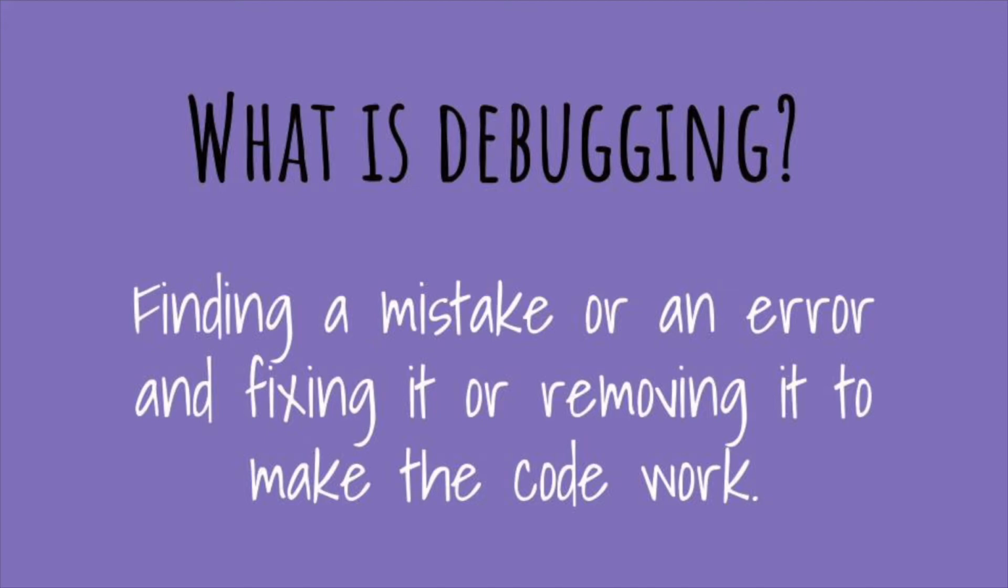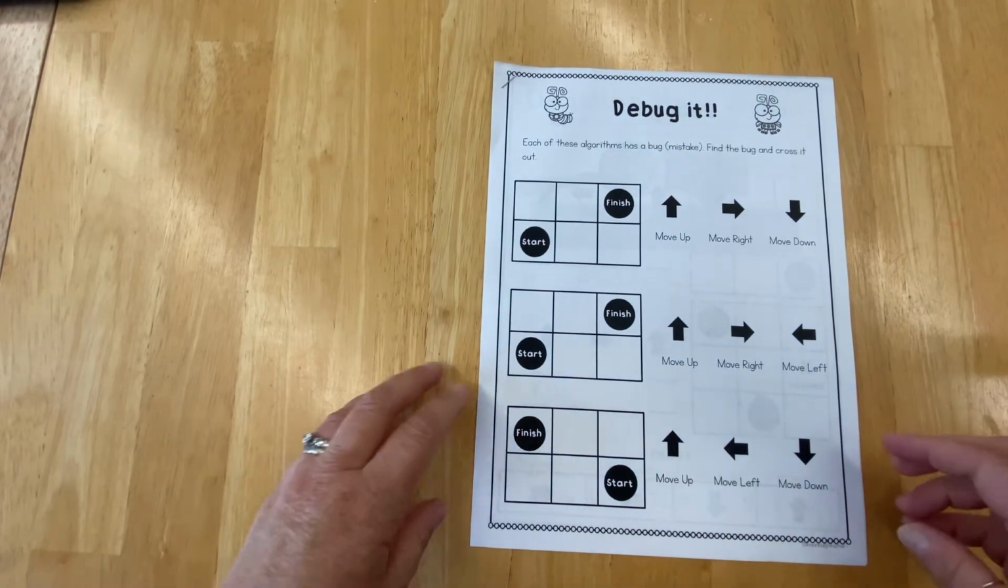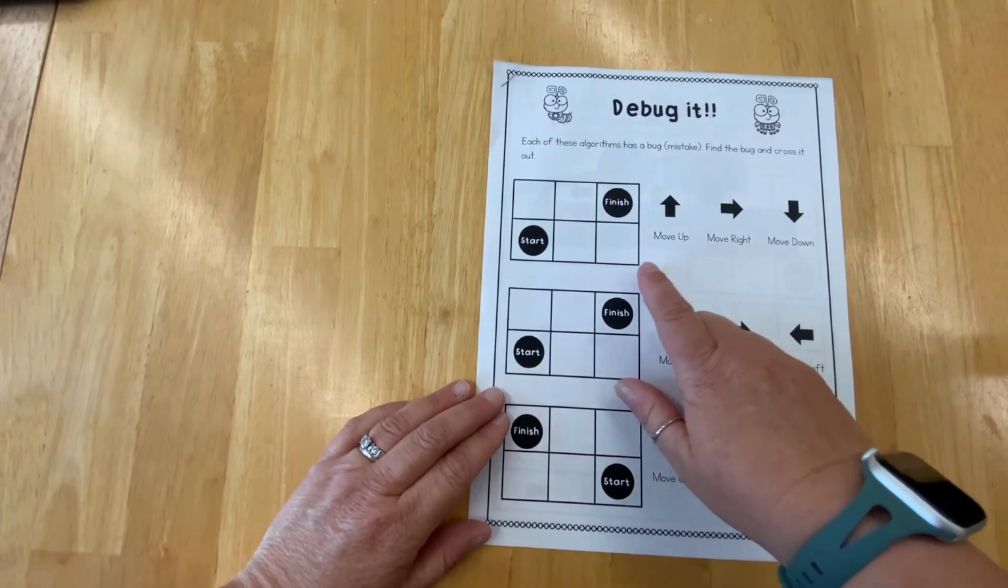You have done a lot of coding off of the computer, but now it's time to figure out what to do if we find mistakes. Let's start. We're going to debug together. Grab the first page of your packet. It says debug it, and there's some cute little bugs.